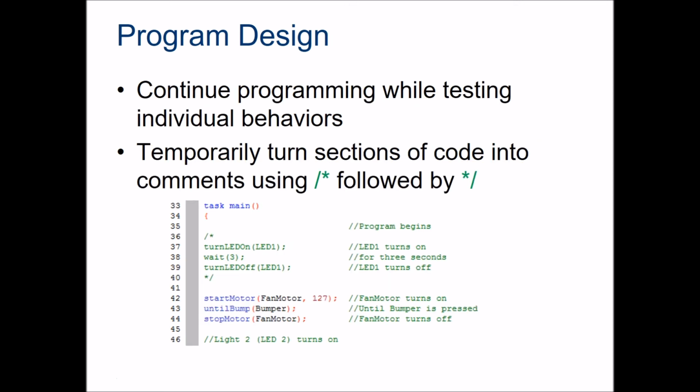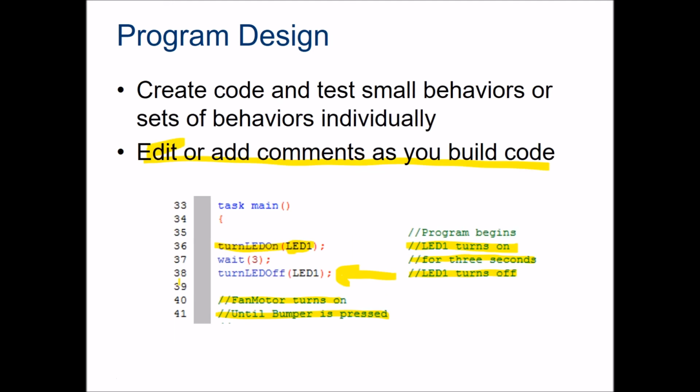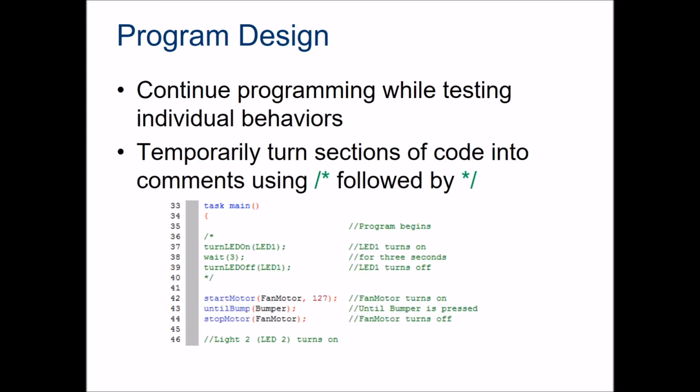Now we're testing these things, and so we want to test these simple behaviors. Once we've established that this code works, the turn LED on, wait 3 seconds, turn it off, then what we can do is temporarily turn off these sections of code by using these comment characters.